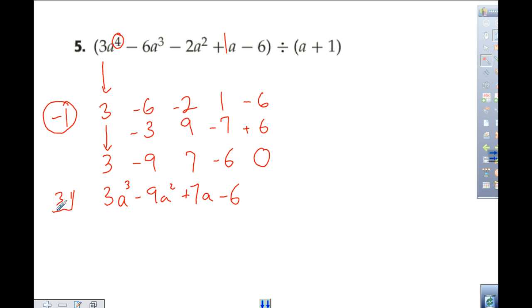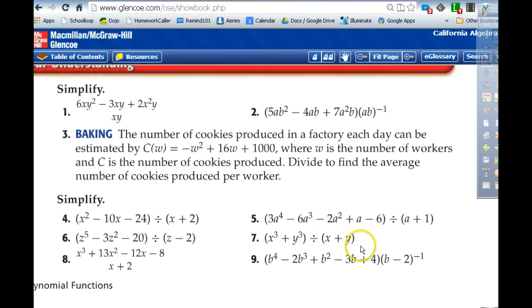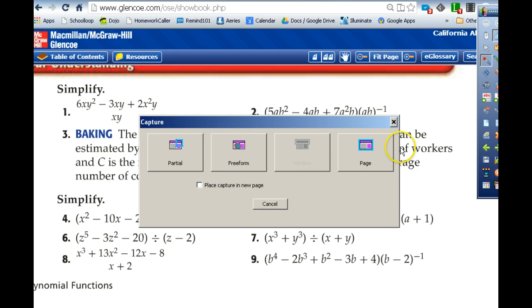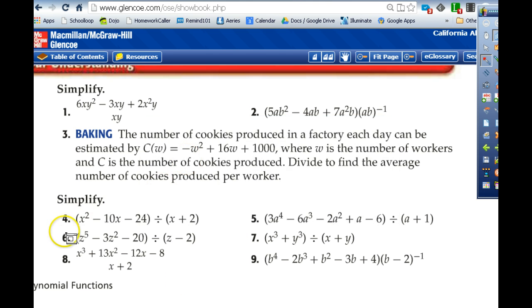All right, so good, good, good. Do we want to do more? Let's take a look at the rest. Anything we need to talk about on any of these? Maybe just the setup. Let's talk about the setup for number 6.